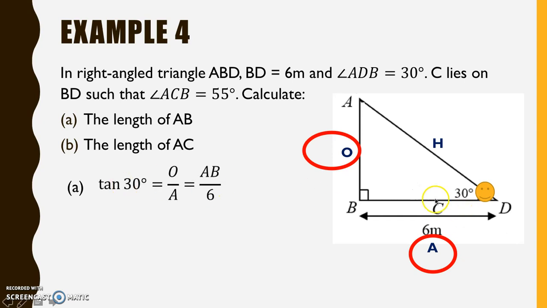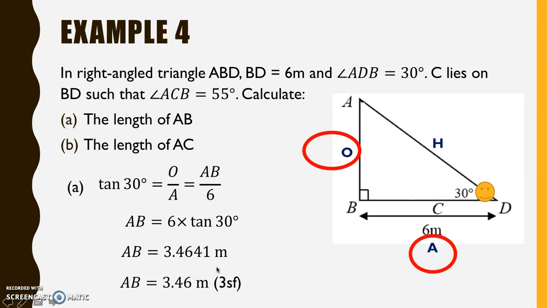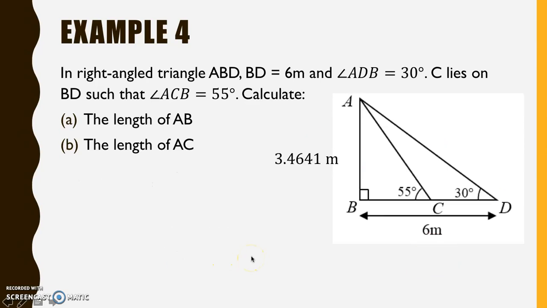So I write tangent 30 degrees equals O over A, which is AB over 6. Simply do a manipulation, bring the 6 over, and we have AB equals 6 times tangent 30 degrees. AB equals 3.4641 meters, which is 3.46 meters to 3 significant figures. Now don't immediately jump into your 3SF value. Always keep the 5SF value. Why? Because you might have to use this 5SF value in the future. So label your AB as 3.4641.